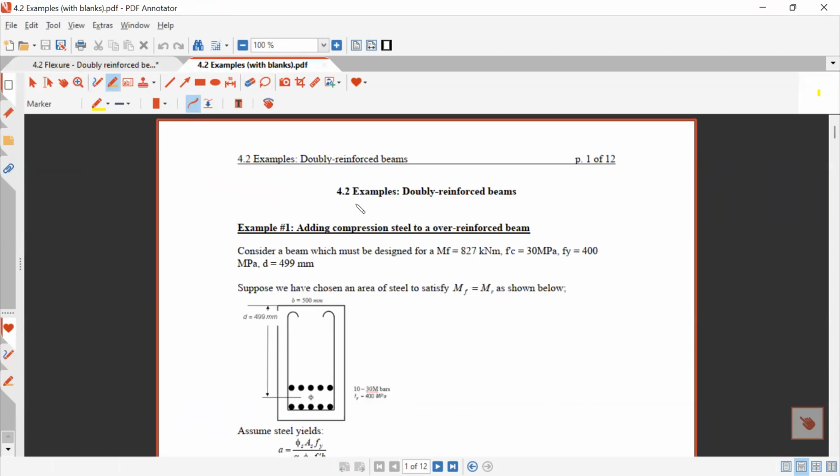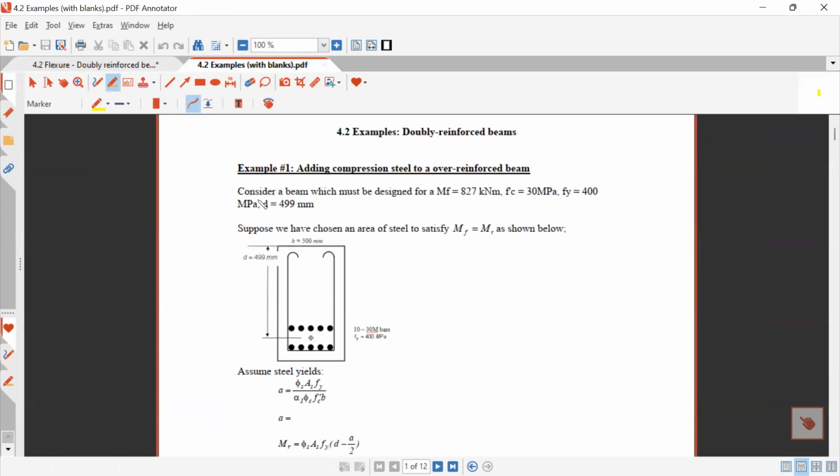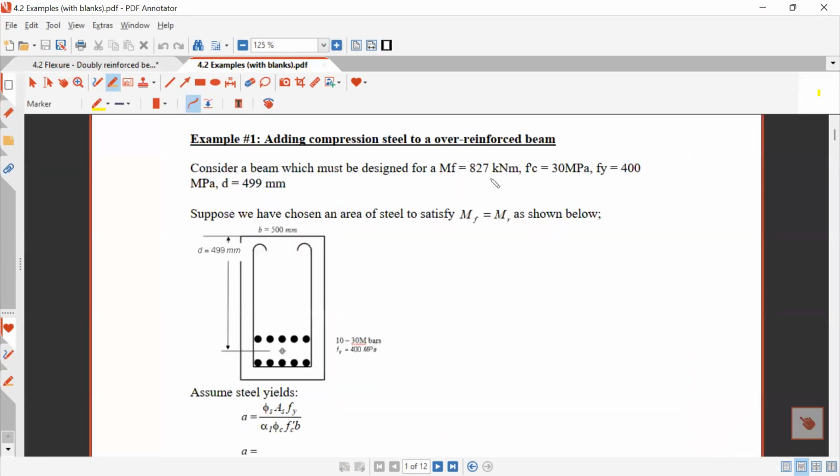Okay, so let's start here. 4.2 examples, double reinforced beams. Example 1, adding compression steel to an over-reinforced beam. So consider a beam which must be designed for MF of 827 kilonewton meters. We're told F prime C is 30 MPa, Fy is 400, and d is 499. Okay, so go to this one.